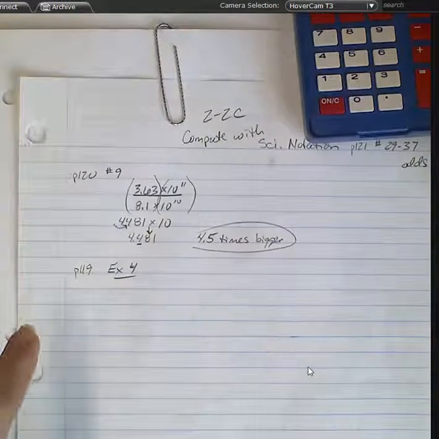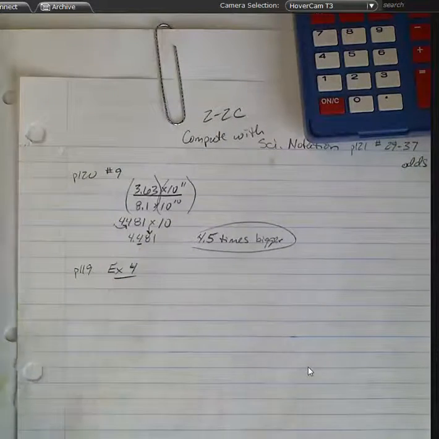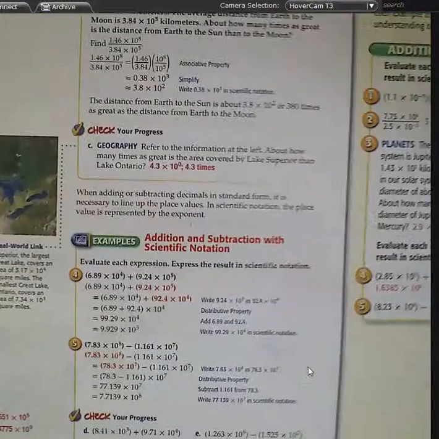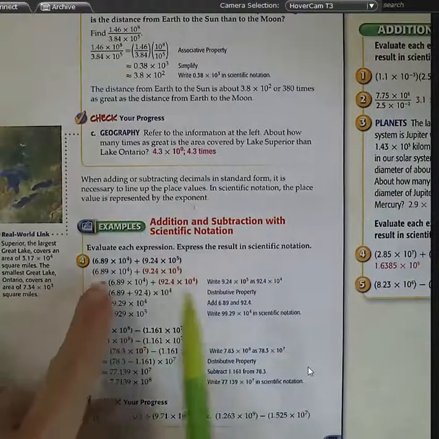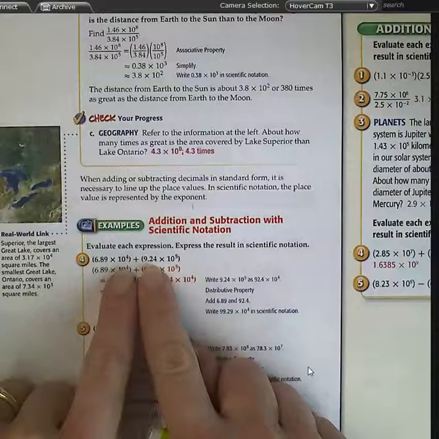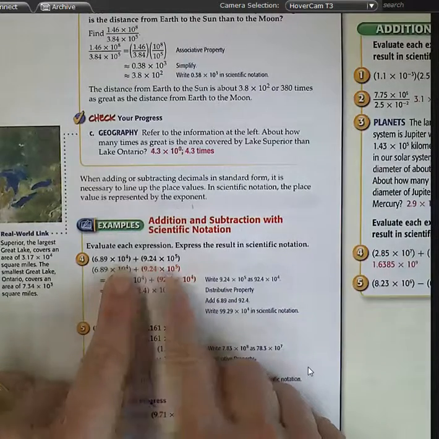On page 119, point to example 4. There's a reason we're going to go through this, because in example 4, the book skips a step, and I find it annoying. Okay? We are now today going to add and subtract. We're going to add and subtract.